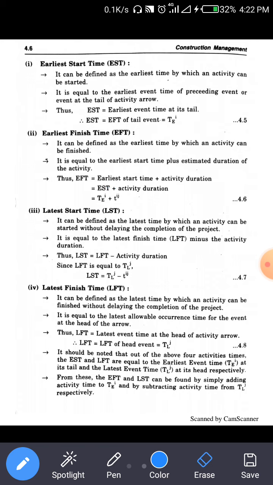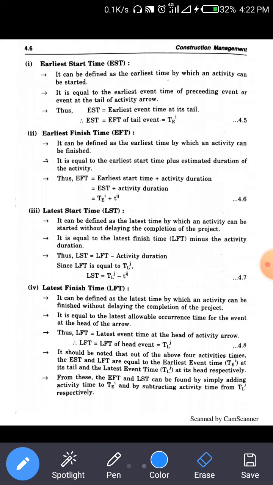Next is the latest starting time. LST can be defined as the latest time by which an activity can be started without delaying the completion of the project. It is equal to the latest finish time minus the activity duration, so LFT minus activity duration. So TLJ minus TIJ is the equation for the LST, the latest starting time. Now another is the latest finish time.